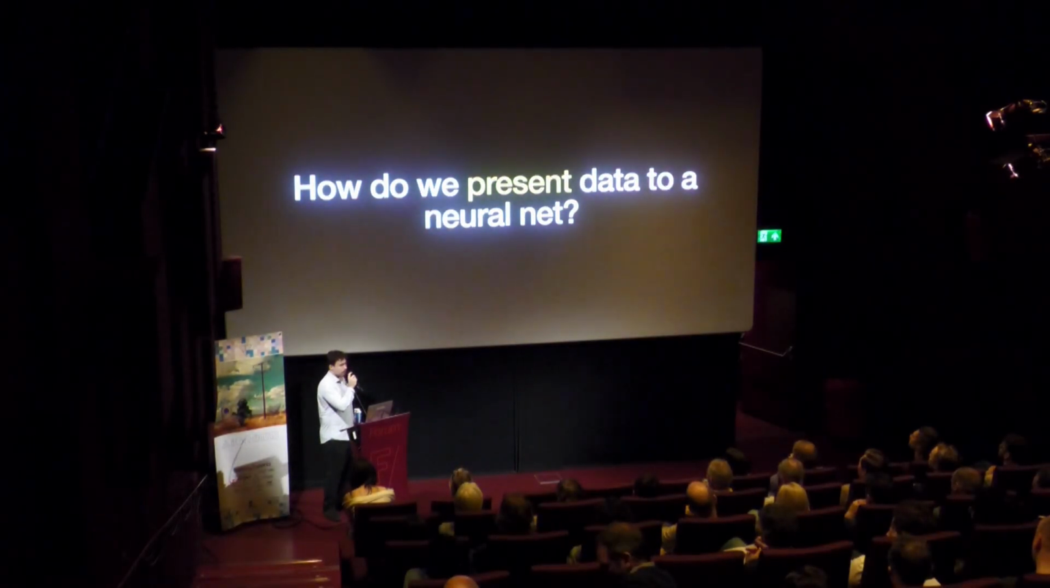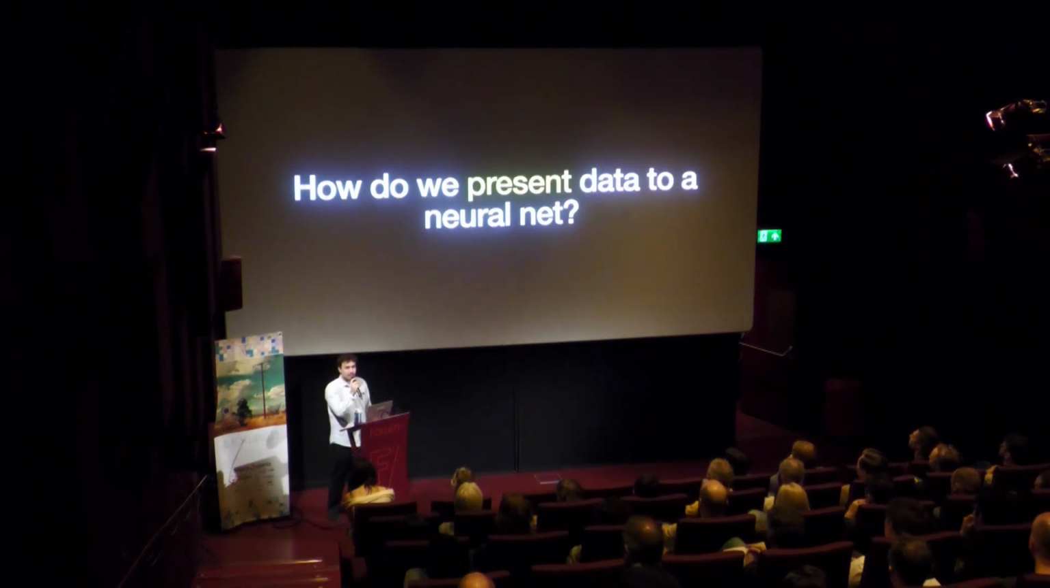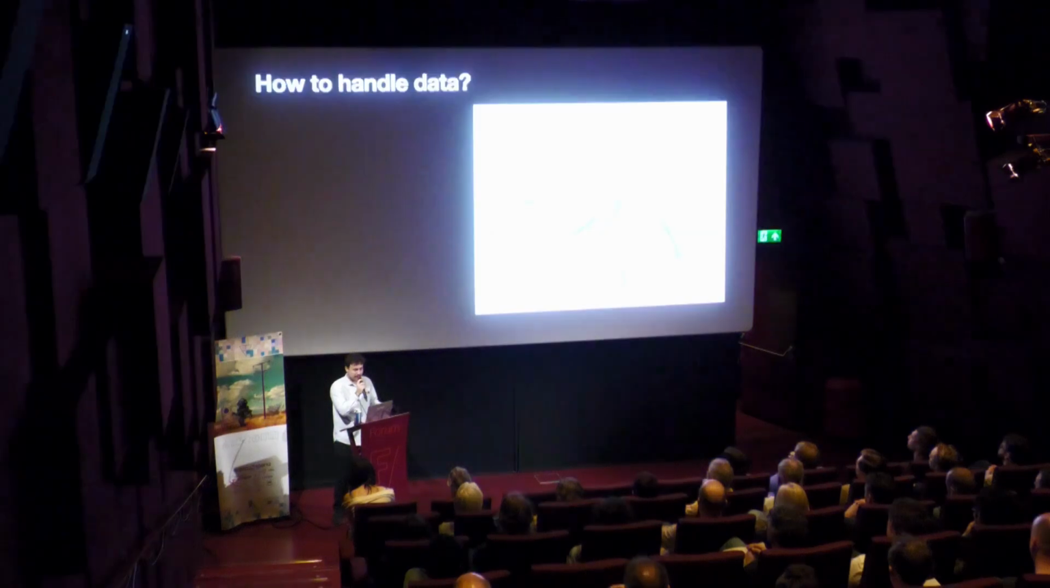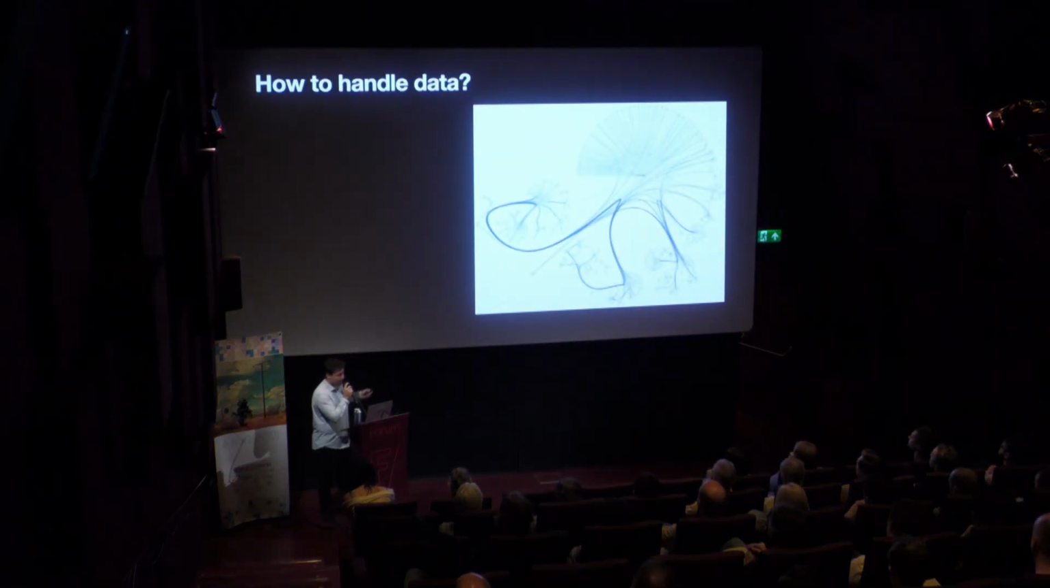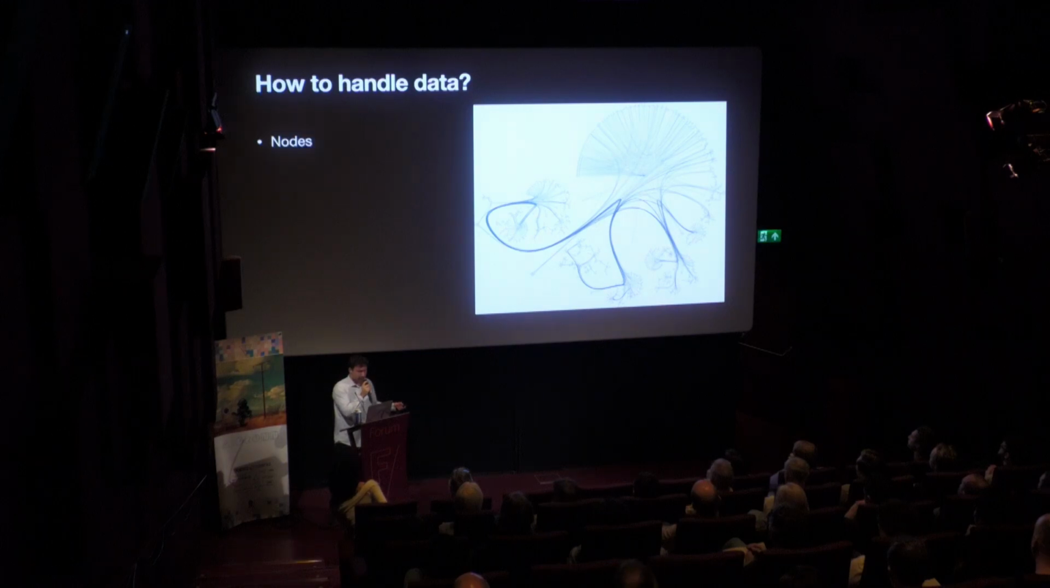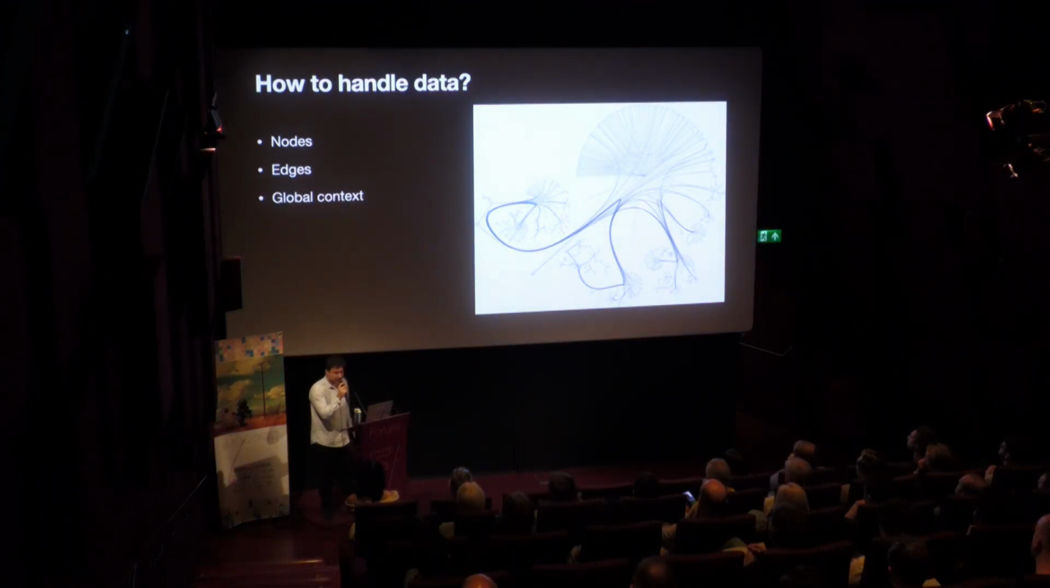So how do we present data to this graph neural network? And how do we handle this? Let's look back at the citation network that I've shown before. As said, we have nodes, we have edges, and we have global context.